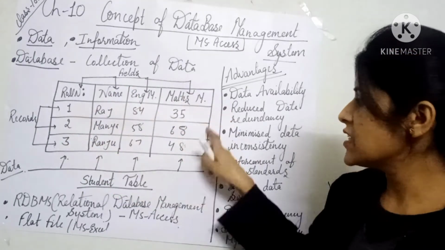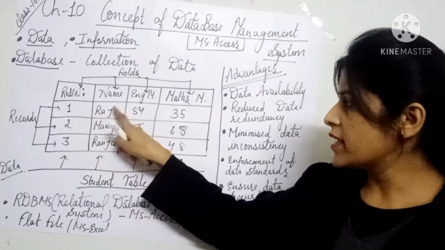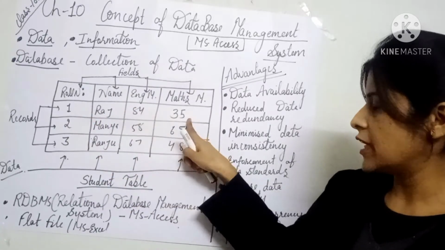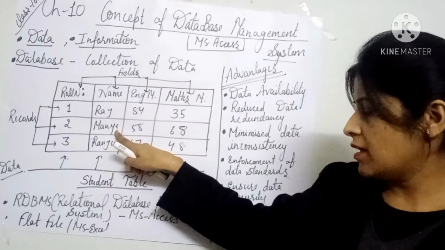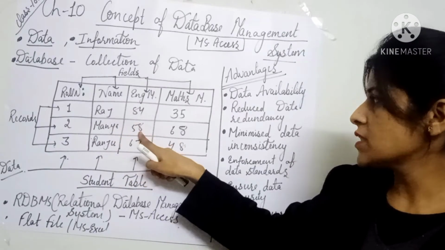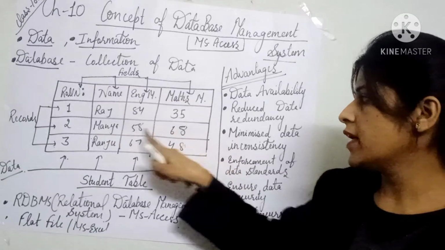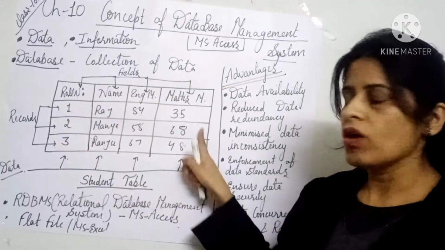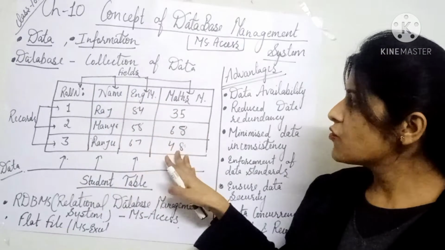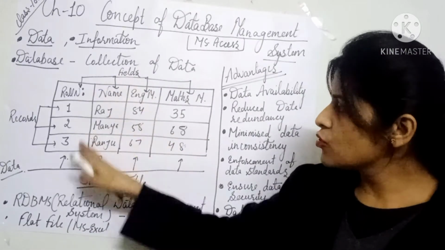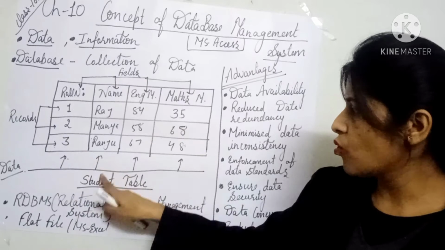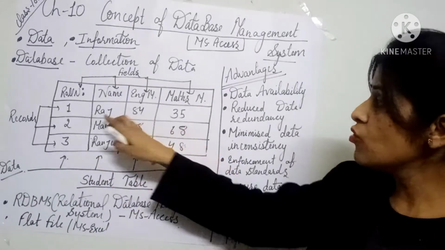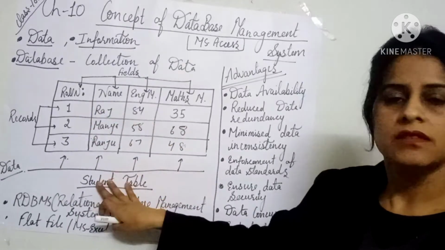And this data is known as the 1 Raj 8435. Then related to the next roll number, here her name is Manju, English marks is 58, maths marks is 68, then third Ranju 6747. So these are all the fields, and in these fields you are storing the data. So the value of the fields is known as the data.